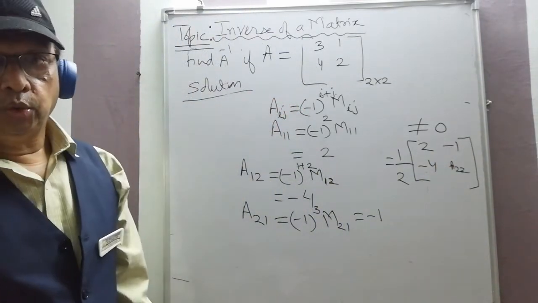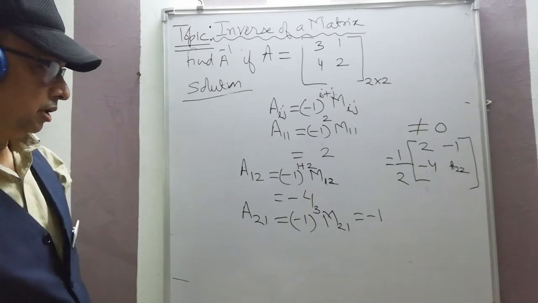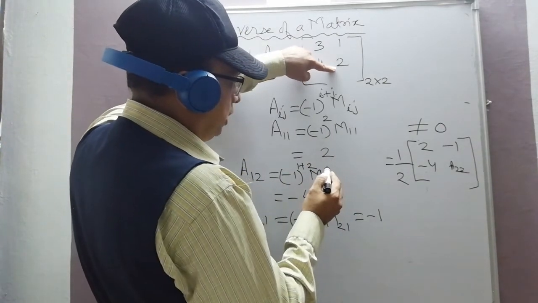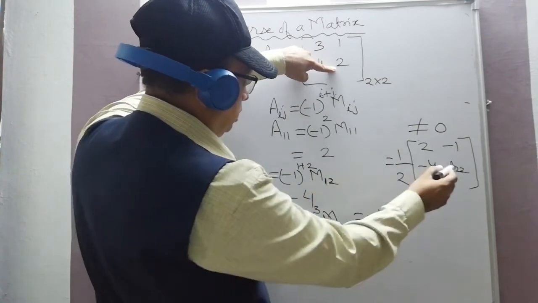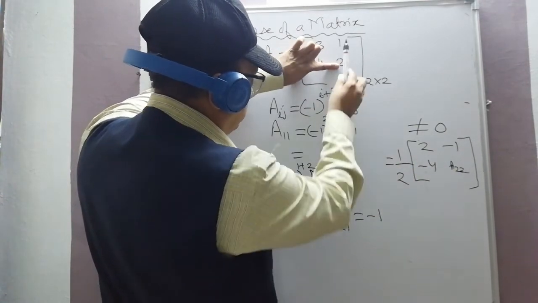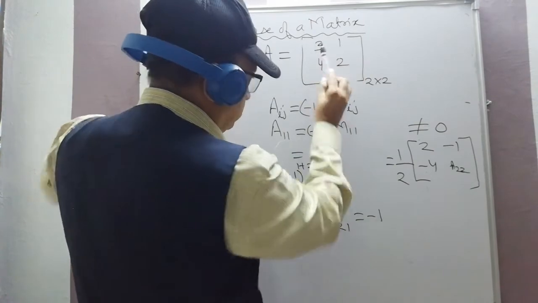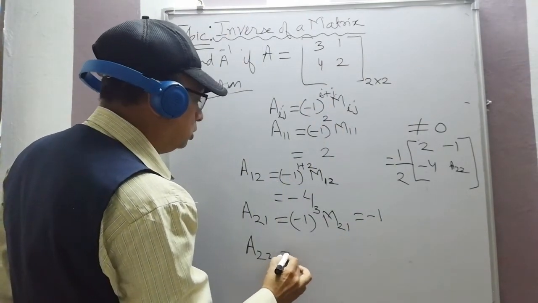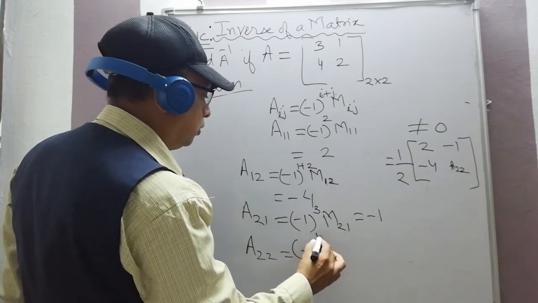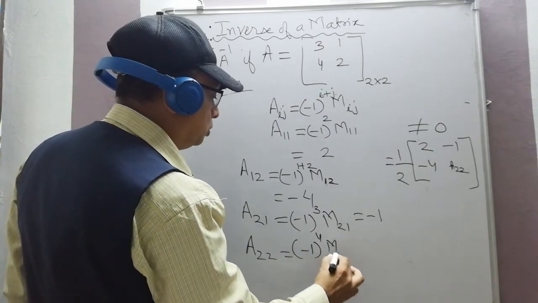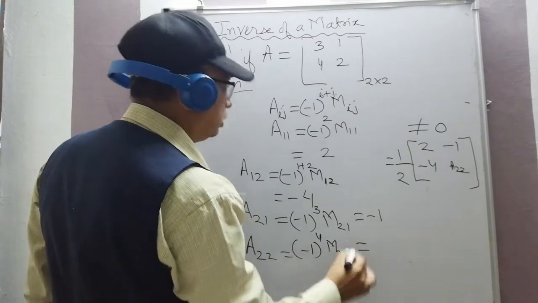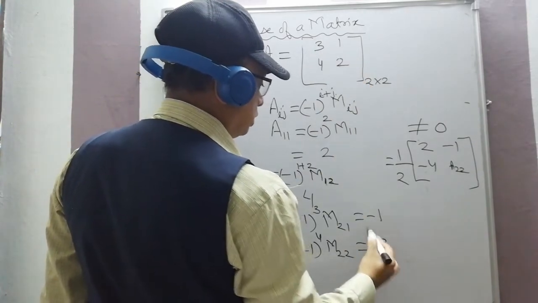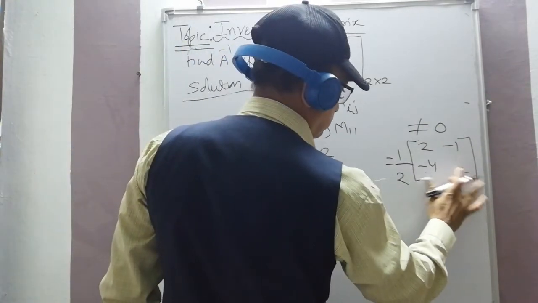Now find A22. A22 means the cofactor of A22. That is deleting this row and this column. What are you getting? 3. Write it here, A22 is minus 1 to the power 4, M22, that is positive 1, and M22, the minor of this one, is 3. Therefore, A22 is 3.